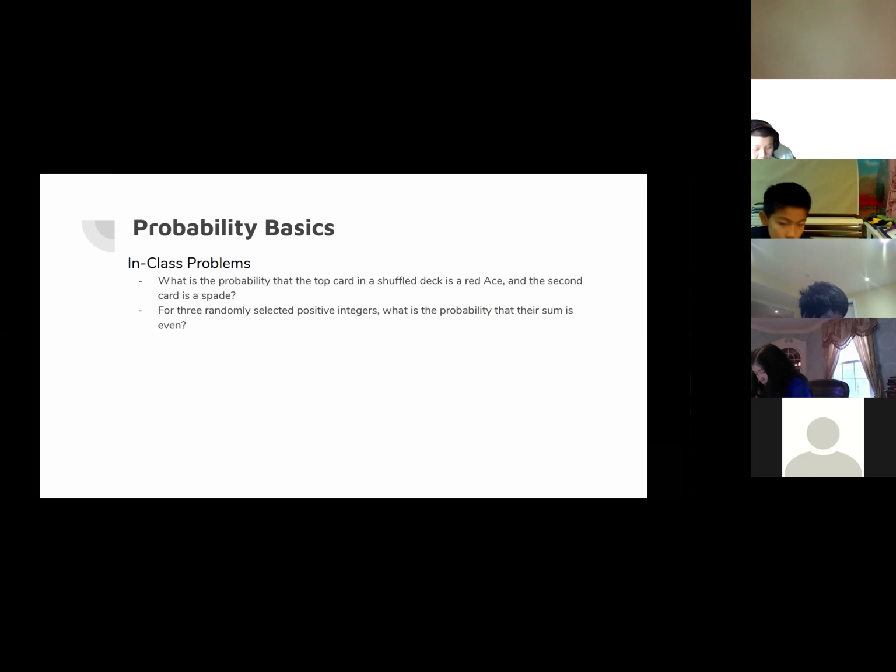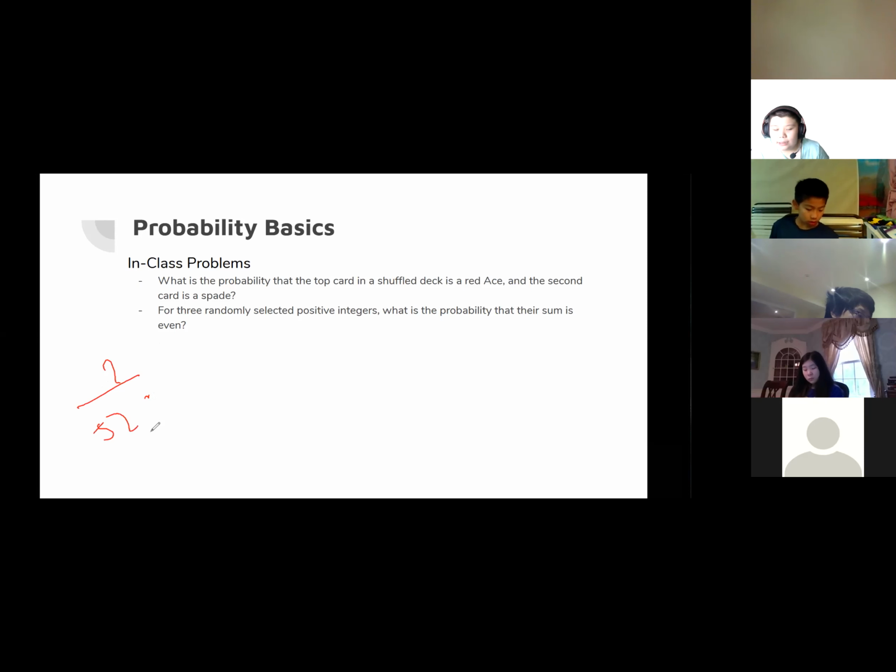So for the first problem, what's the probability that the top card in the shuffled deck is a red ace and the second card is a spade? In a deck of cards, there are only two red aces. So that's a 2 out of 52 chance. And the second is, what's the probability that the second card is a spade?